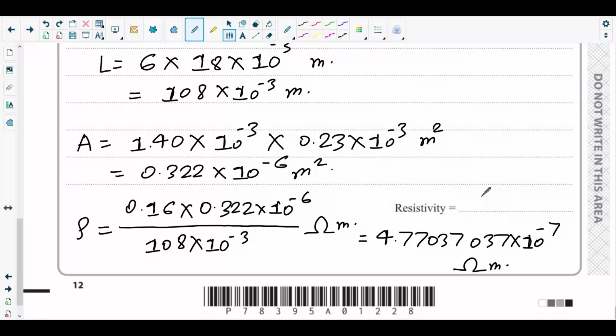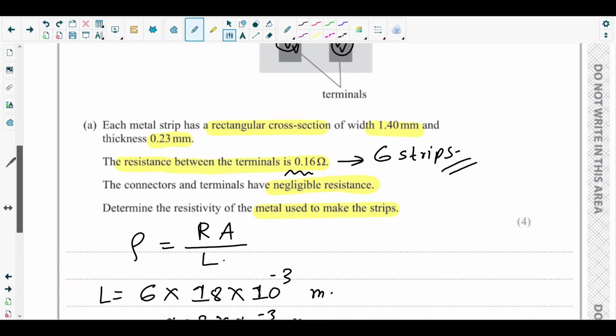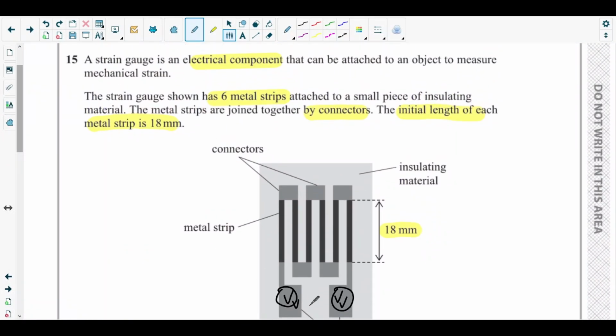Up to 3 significant figures we can write 4.77 times 10 to the power minus 7 ohm meter. That's the answer for part A from question number 15. Next is part B.